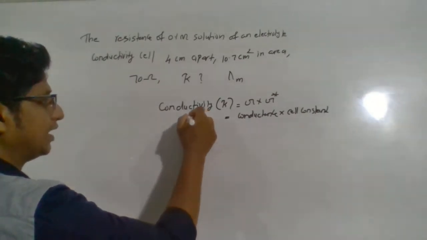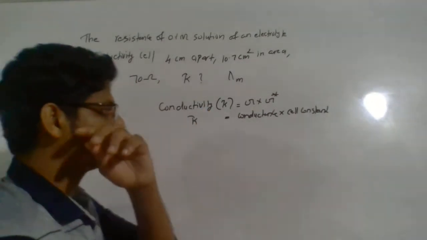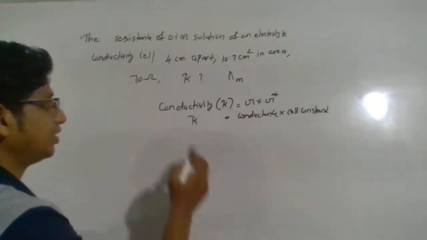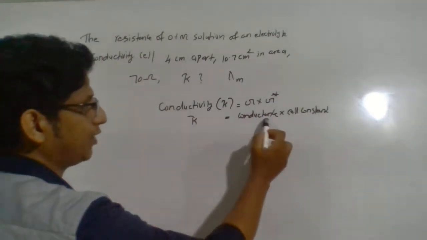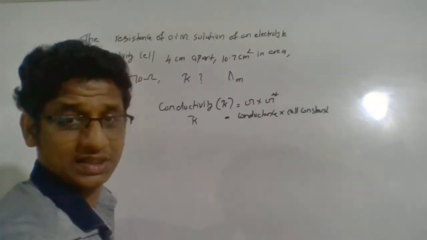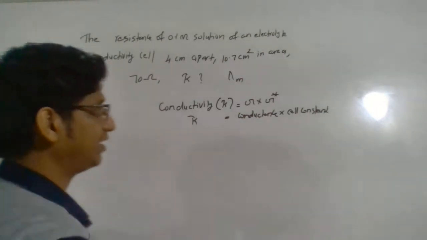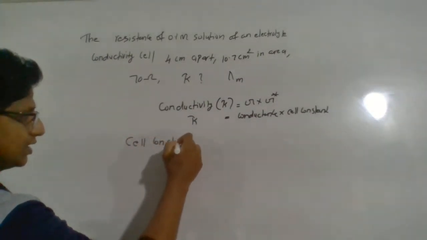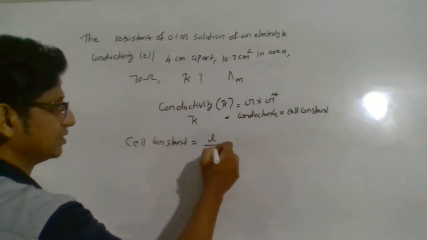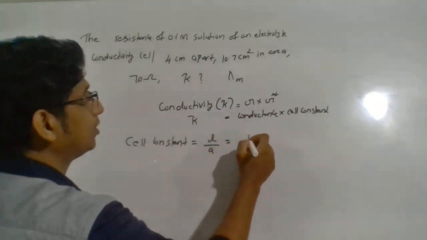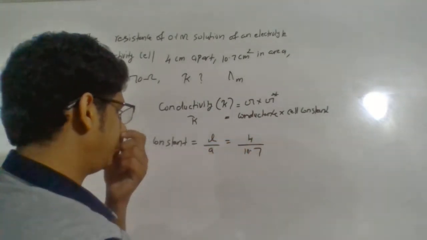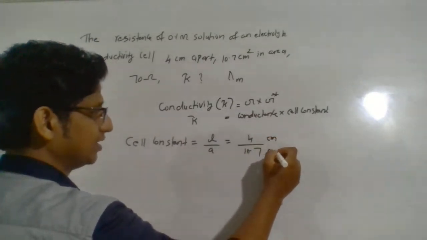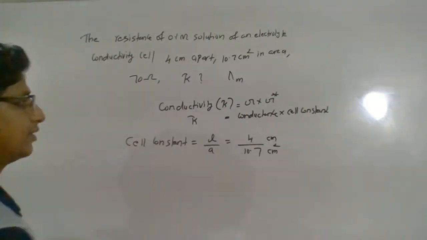So conductivity kappa is equal to G into G star, conductance into cell constant. Here you can find conductivity if we have conductance and cell constant. Cell constant is not directly given, but length and area are given, so cell constant can be found. Cell constant is equal to L by A, which is equal to 4 by 10.7. The unit also needs to be applied, because this is centimeter and this is centimeter square. So that's the way you can find cell constant.